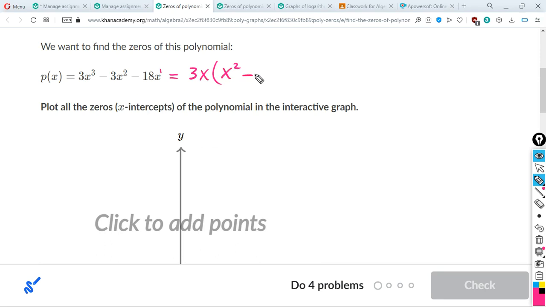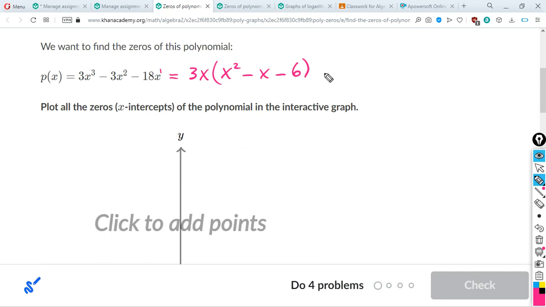Now 3x times what is going to be negative 3x squared? Well, that's just negative x, right? Because 3x times negative x is negative 3x squared. And finally, the last term is negative 18x. Negative 18x divided by 3x is just negative 6. Okay? So we factored out the 3x.